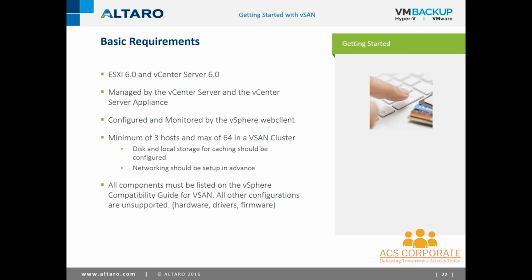So it's very straightforward if you're a VMware customer. Now, with ESXi 6.0, you do require a minimum of 3 hosts, but Andy mentioned with 6.5 you can now do 2, which is a great benefit. You're going to need to make sure that you have disk and local storage caching configured, but I would expect, again, this would be a common setup for your VMware environment. And then also make sure your networking is set up in advance. So you're going to need a management network and a vMotion network to do that.